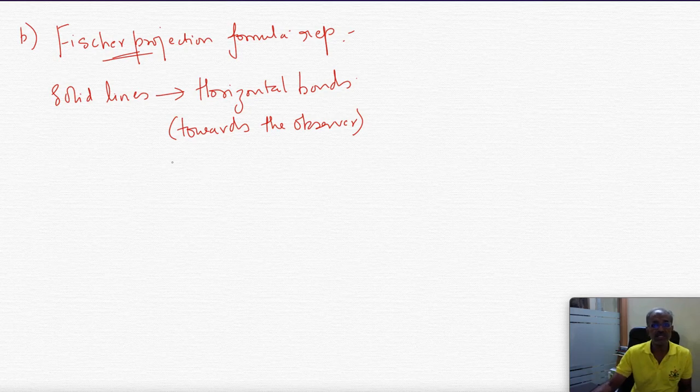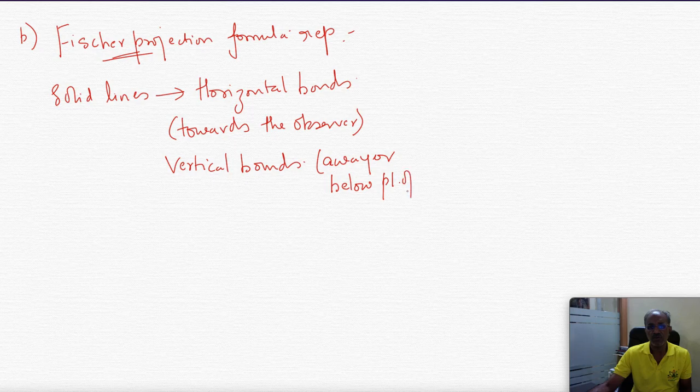Similarly, vertical bonds, they are away from the observer, or below the plane of paper. You can say plane of paper. Towards the observer means above the plane of paper. Fine.